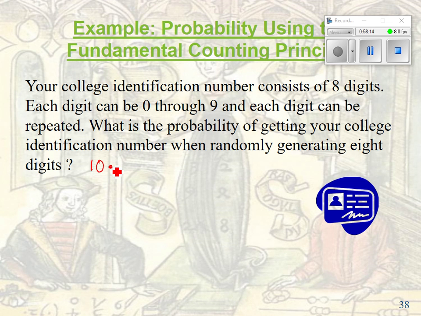How many for the second number? 10. Third number? 10. Fourth number? Fifth number? Since they said they can repeat, it's just going to stay 10 every time, right? And that means it's 10 to the 8. You could punch that into your calculator and figure out what that is.